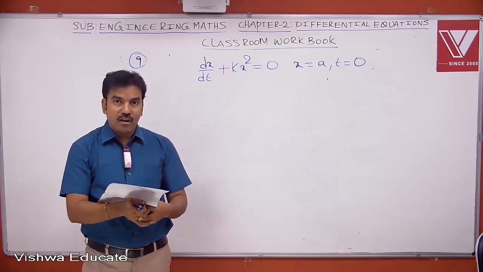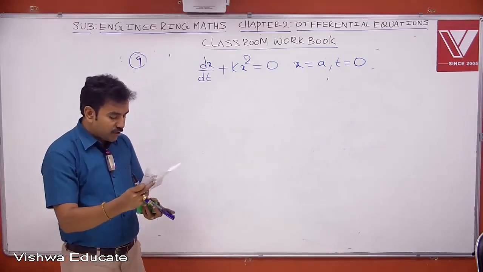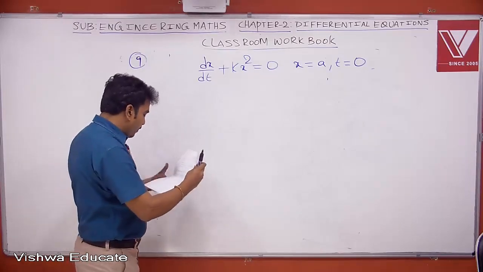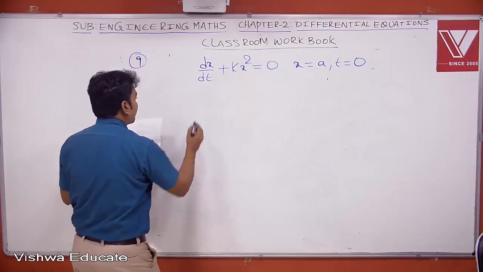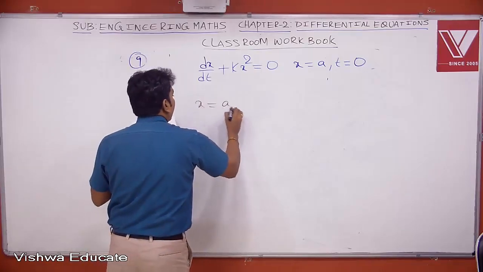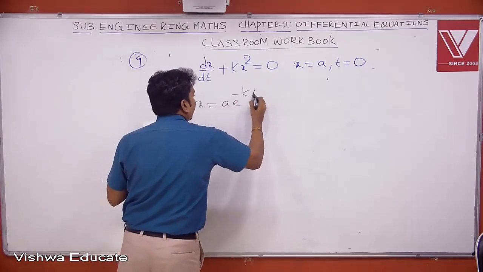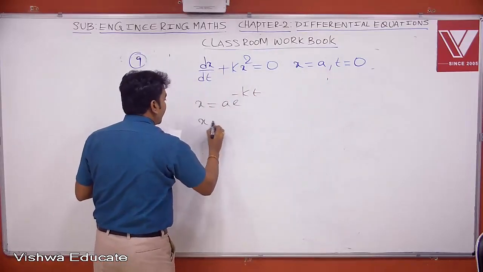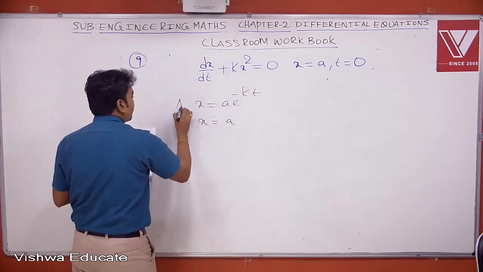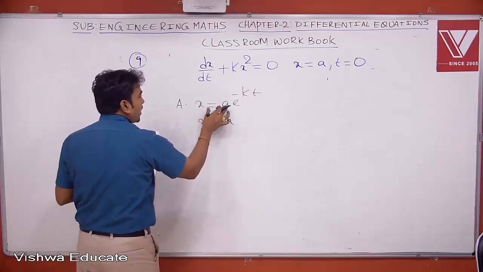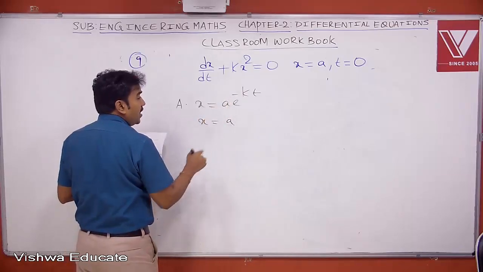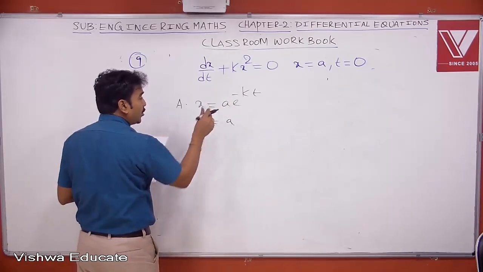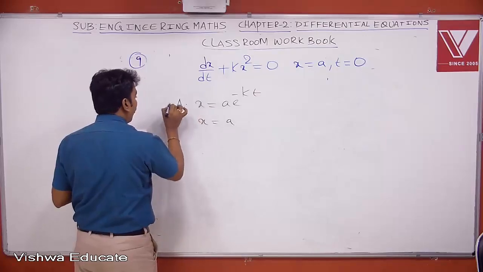Let us try to verify options. What is the first option? X equal to a into e power minus kt. So when you replace t by 0, you will get x value as a. So this is option A. The first option satisfies the given boundary condition. If it satisfies the given boundary condition, don't confirm and don't eliminate, hold it.